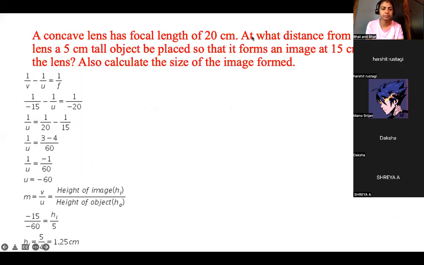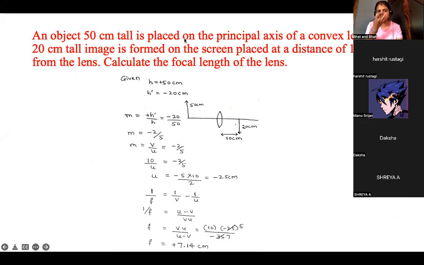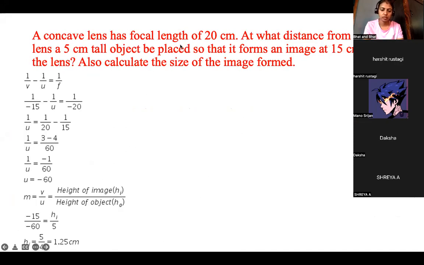This was the question. A concave lens has a focal length of 20 centimeter. At what distance from the lens is a 5 centimeter tall object placed so that it forms an image at 15 centimeter from the lens, correct? And also calculate the size of the image formed.